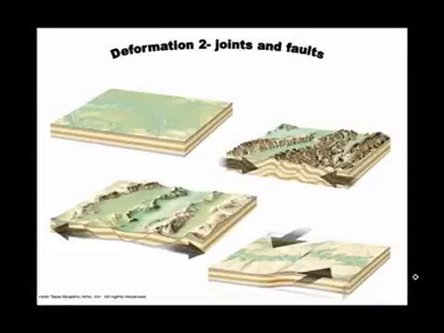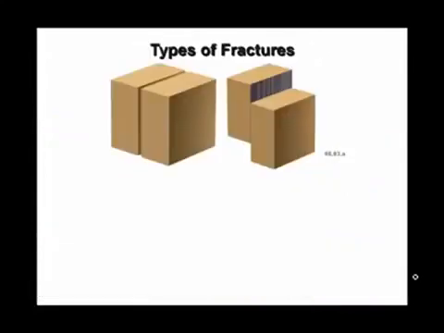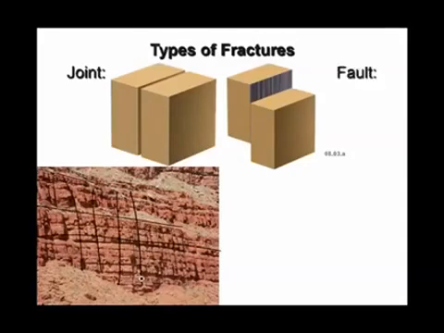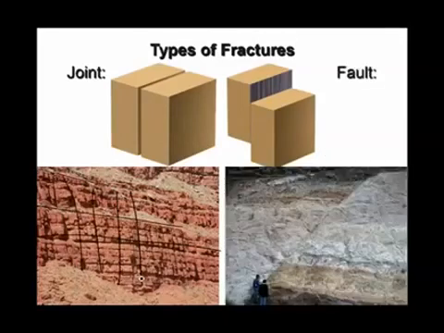Deformation Part 2, Joints and Faults. Two basic kinds of fractures. A joint is a break in the rock, whereas a fault is a break along which some movement has taken place. Now in this rock here, you can see horizontal bedding planes, but the vertical lines are joints. Whereas in this fault, you can see not only is there a crack in the rock, but some movement has taken place along that crack.